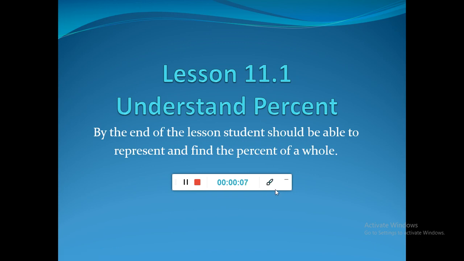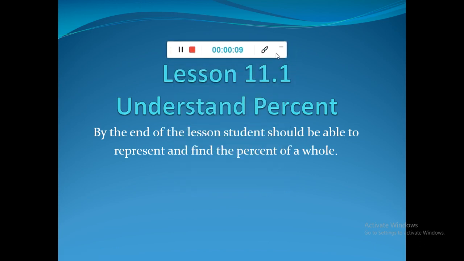In this video, I'm going to discuss with you a very important lesson, which is lesson 11.1, understand percent. By the end of the lesson, students should be able to represent and find the percent of a whole number. Here we start.